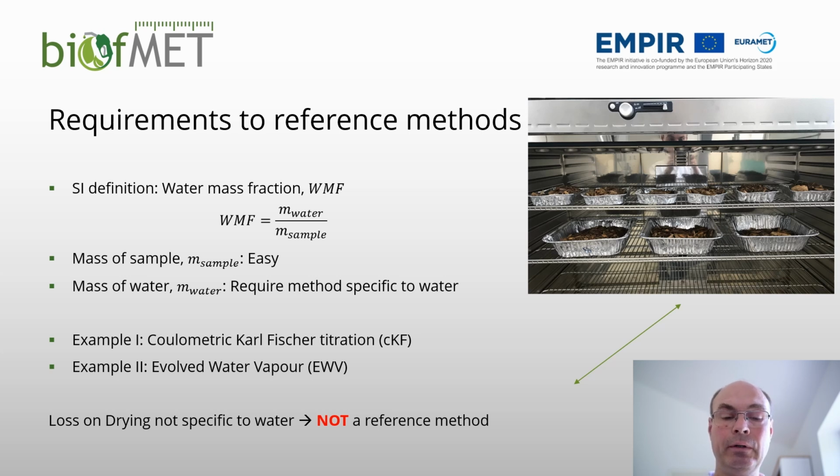If we look first at the SI definition of water content, that's typically water mass fraction, that's the one we use here. So that's the mass of the water divided by the mass of the original sample. It's easy to measure the mass of the sample, but the water mass is more difficult because you need some methods that are specific to water. Examples of this could be the coulometric Karl Fischer titration or the evolved water vapor method, and it's the second one we're going to use in this method.